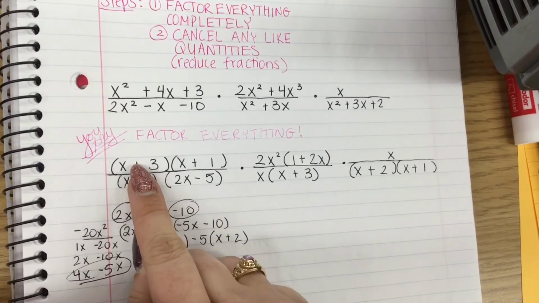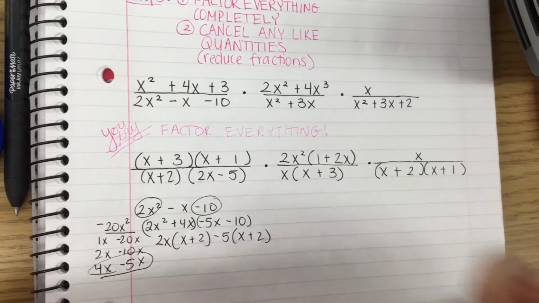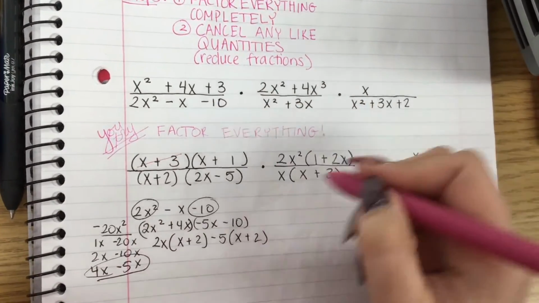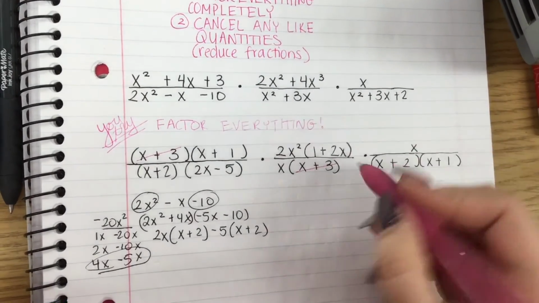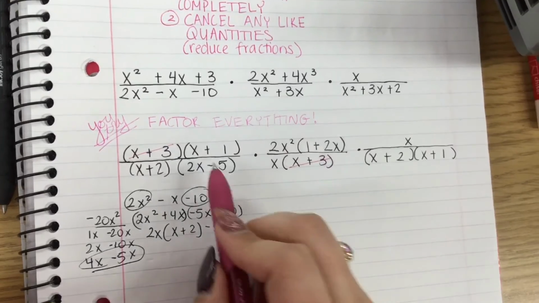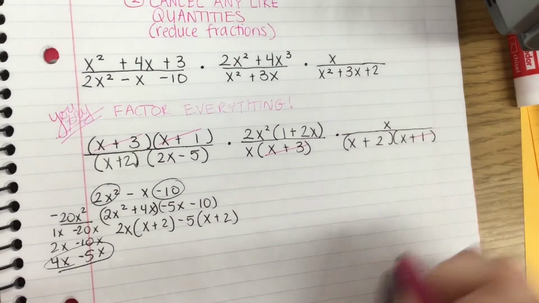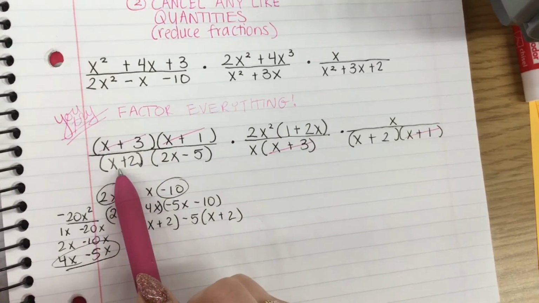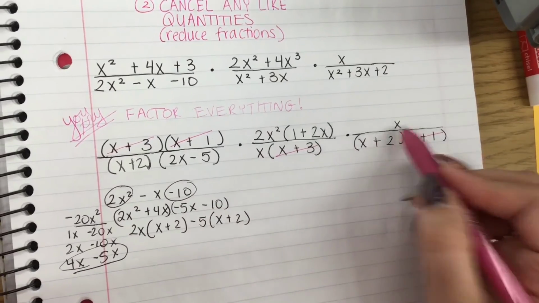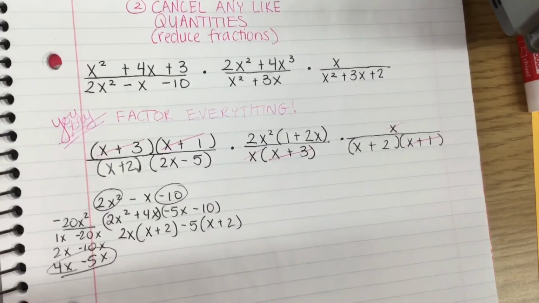So here's where we have to cancel like quantities. We are looking for like quantities where you have 1 in the numerator and 1 in the denominator. So I have an x plus 3 in the numerator and an x plus 3 in the denominator, which I can cancel out. I don't have a 1 plus 2x or a 2x plus 1. I do have an x plus 1 and an x plus 1. I can't cancel those x plus 2s because they're both in the denominator. I can also reduce these two x's. X over x cancels out as well.